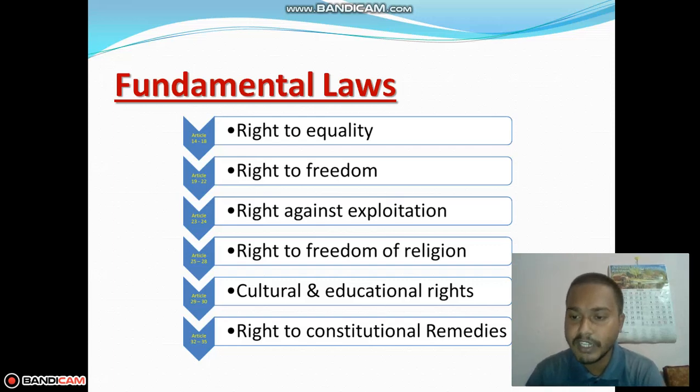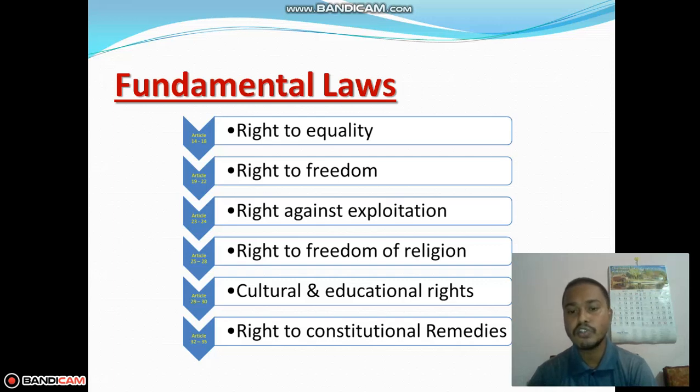Right to freedom of religion. You are free to worship or go to any temple, mosque, church and worship your religion. No one will stop you. You have the freedom. Cultural and educational rights. You have educational rights. You have cultural rights. Whatever rights your tribe gives you, or whatever rights your society gives you, you have them. No one can take them away.